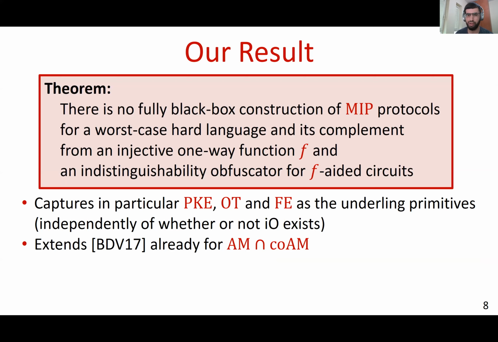It's important to note that both the results of BDV and ours are independent. The corollary to public key encryption, oblivious transfer, and functional encryption is independent of whether IO exists or not.